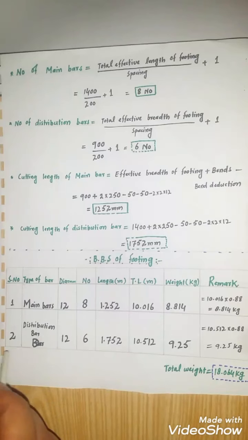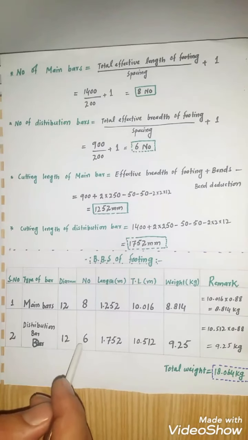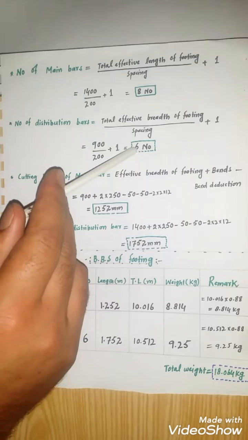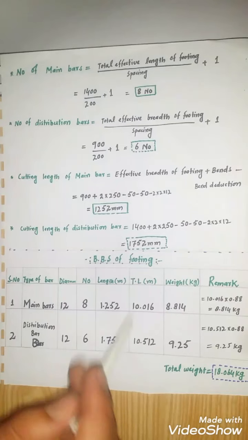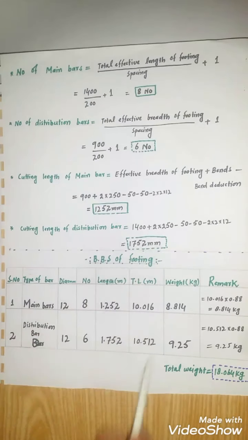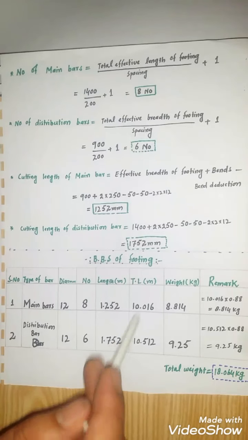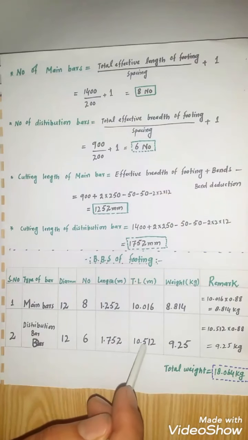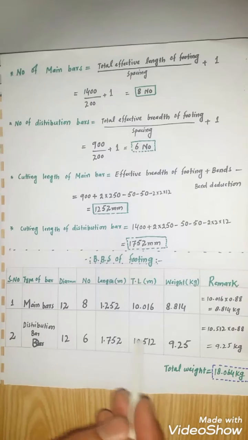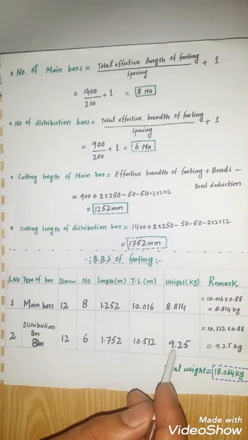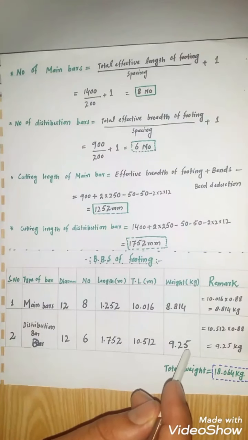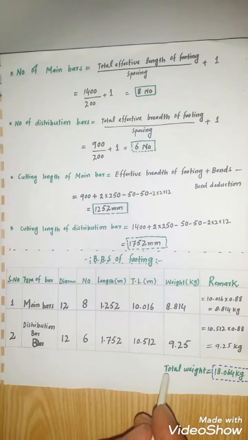Serial number 2, distribution bar. The diameter is 12 millimeter. The number is 6 distribution bars. Cut length for distribution bar is 1752 millimeter or 1.752. The total length of distribution bar is 10.512. I multiply this cut length with this number, and the weight of distribution bar is 9.25 kg. The total weight of main and distribution bar is 18.064 kg.